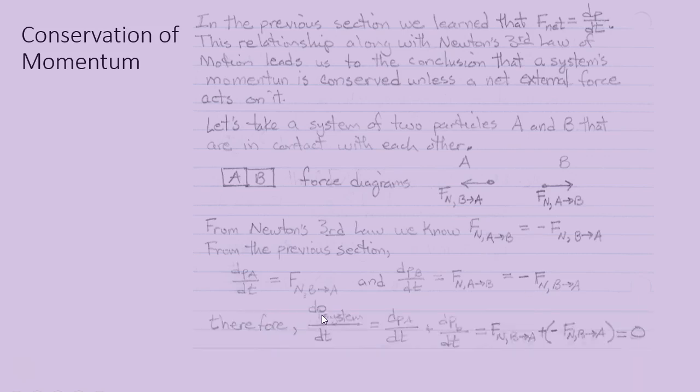So we can go ahead and find the rate at which the system's momentum changes, and to do that we just add up the individual momentum rates, the rate at which A's momentum changes plus the rate at which B's momentum changes. That's going to be equal to the normal force of B on A plus negative the normal force of B on A, and of course these two cancel out to equal 0. That tells us the rate at which the system's momentum changes is 0, which means the momentum doesn't change.